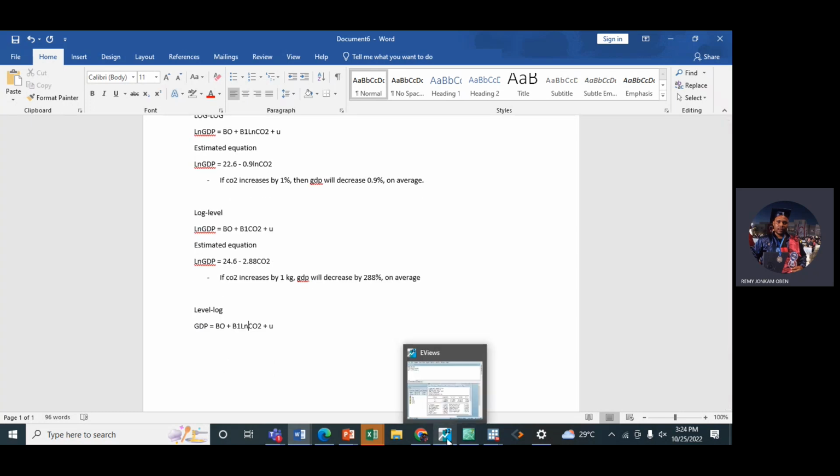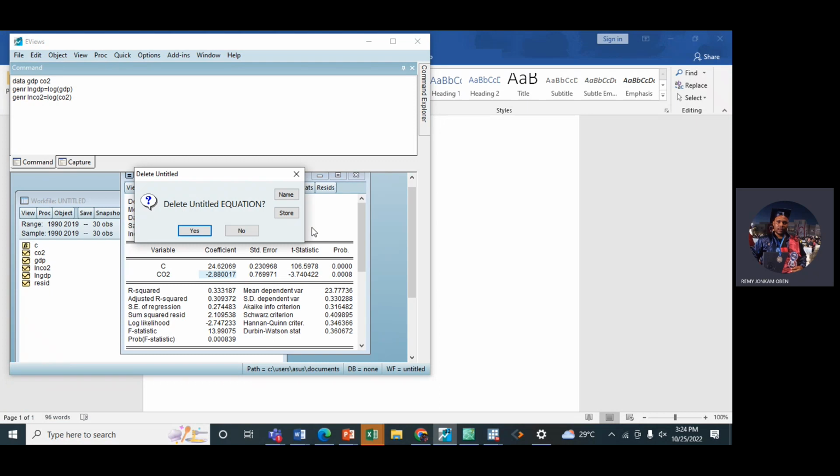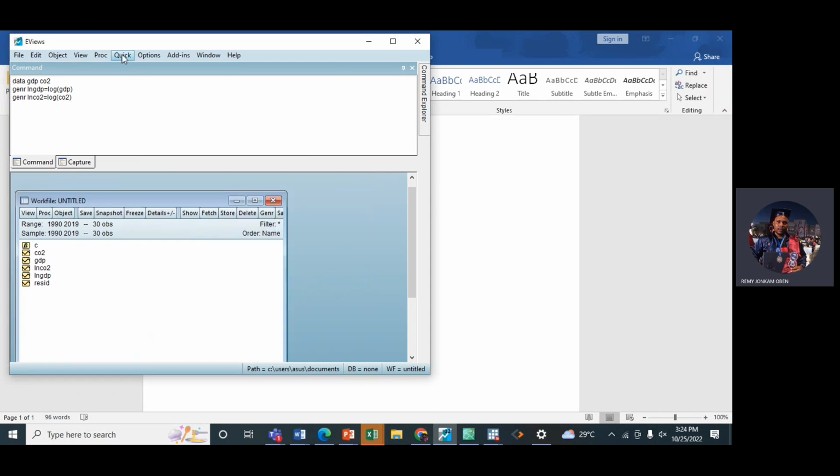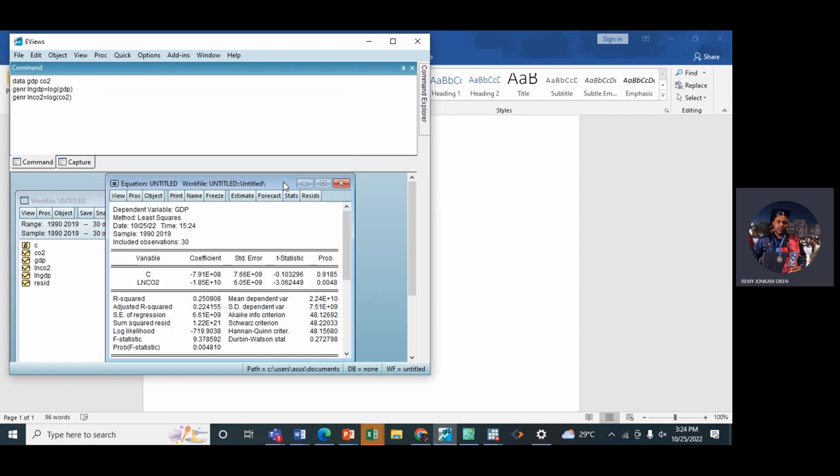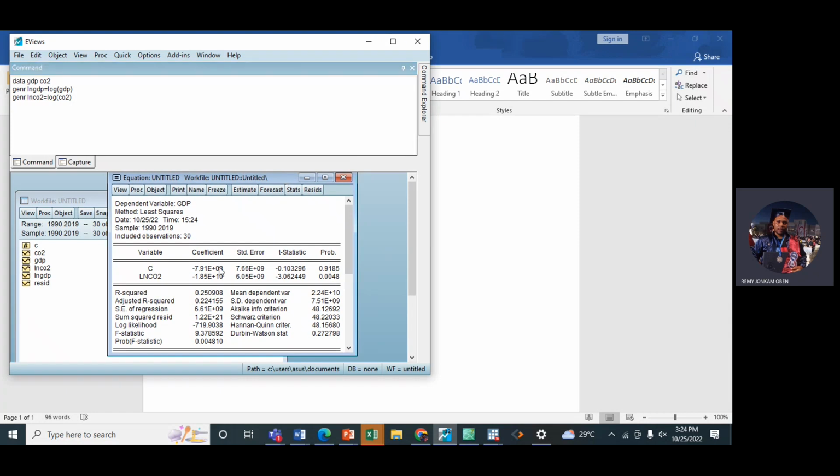I'm going to eViews. I'm deleting this. I come to quick, estimate equation, level log. So our GDP should be level, constant, and our carbon dioxide should be log because it's level log. So then CO2, and I just come here and I press enter. Okay, we have the results. So you see constant is minus 7.9 and the coefficient of lean CO2 is minus 8.5.